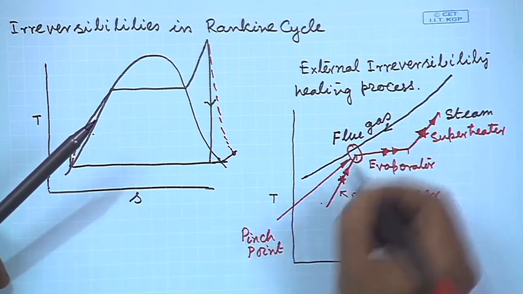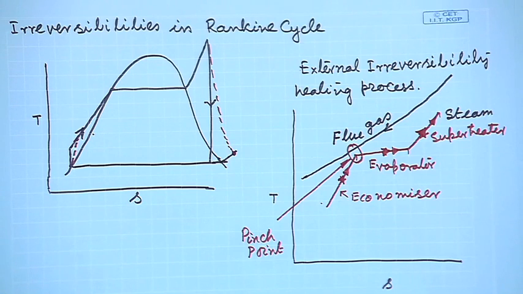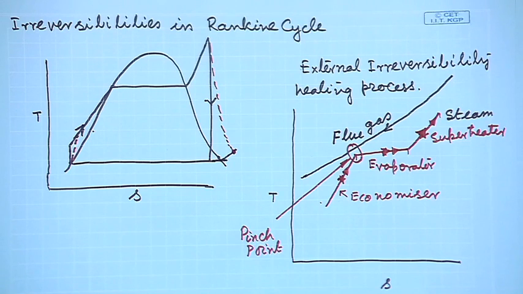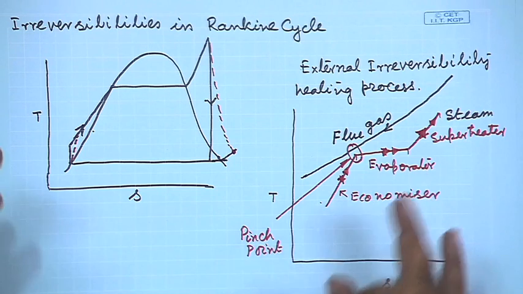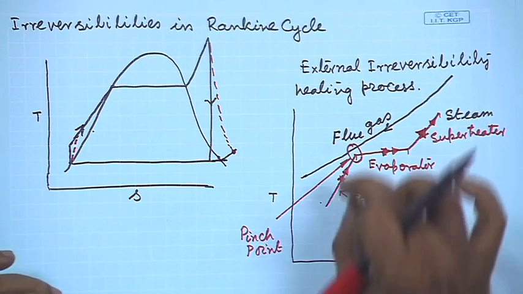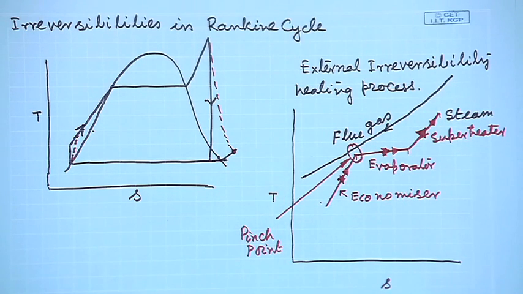So, this becomes the determining factor, how close we can bring these two curves. The lower the pinch point, the more difficult it will be to transfer heat, and the more costly the equipment in which this heat transfer is taking place will be. So, there is a limitation from the pinch point, and that determines what the external irreversibility will be in this case.